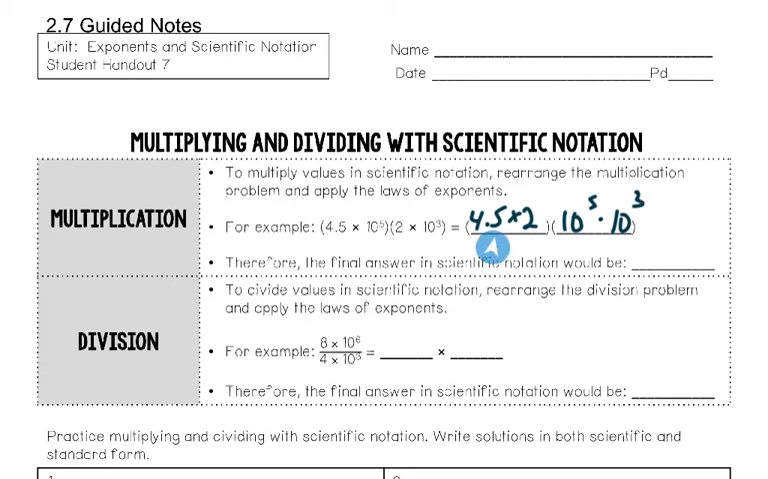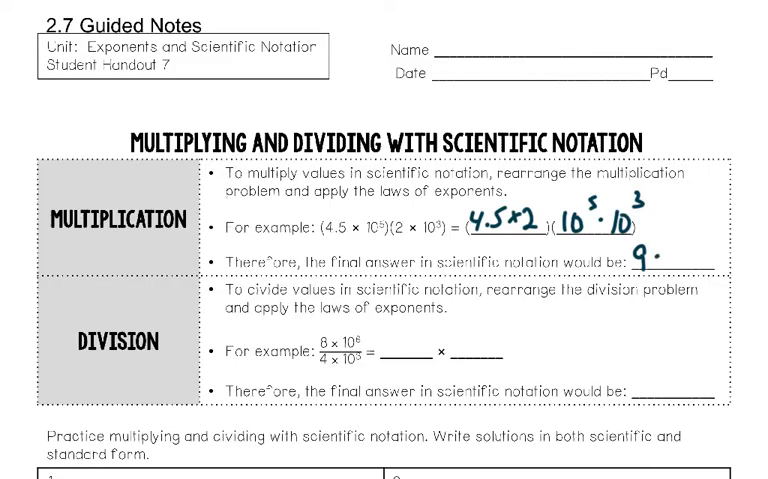We should know 4.5 times 2. If you have $4.50 times 2, you have $9 in total. You should also know that if you have 5 tens times 3 more tens, you have 8 tens in total here. So if you multiply exponents that have the same base, you can add the exponents.